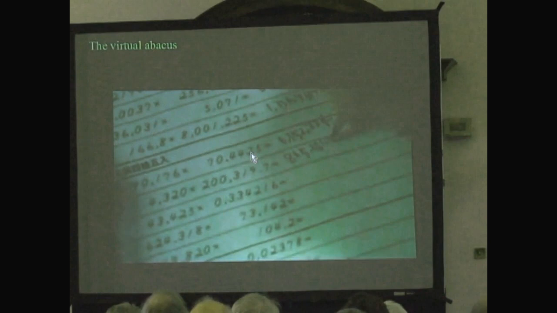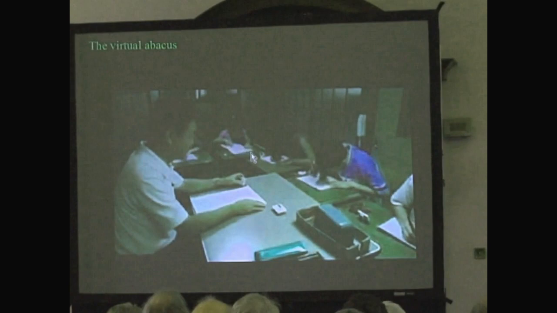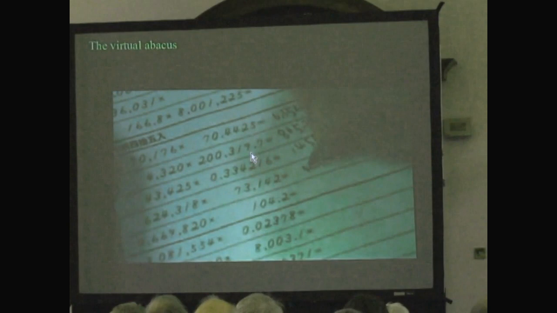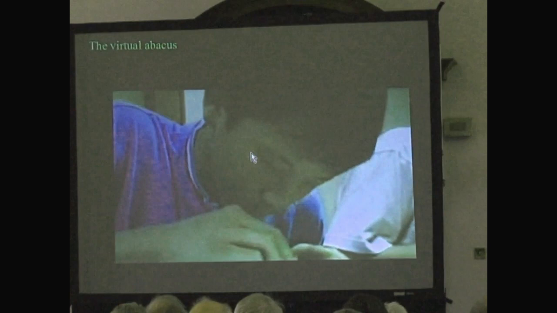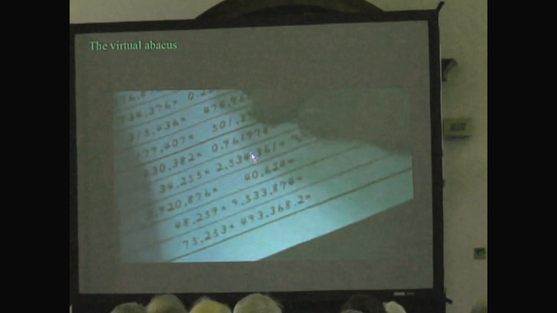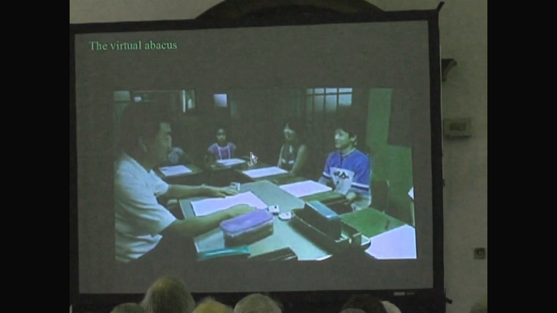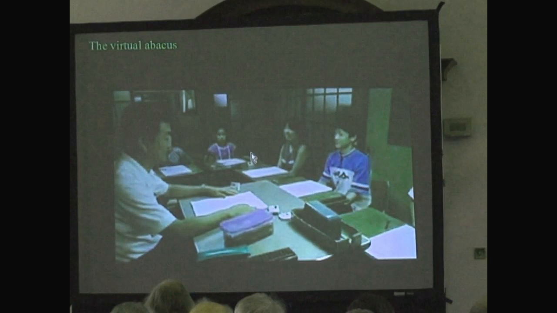Now look here, the multiplication going on here. Now, this is why it's called a virtual abacus. The abacus has disappeared now. He's just using his fingers on an imaginary abacus. Huge multiplications going on. Apparently, this uses the other side of your brain to normal mental arithmetic. It's something magic going on. But what use it is, I don't know. It's a nice way of having an after school club.